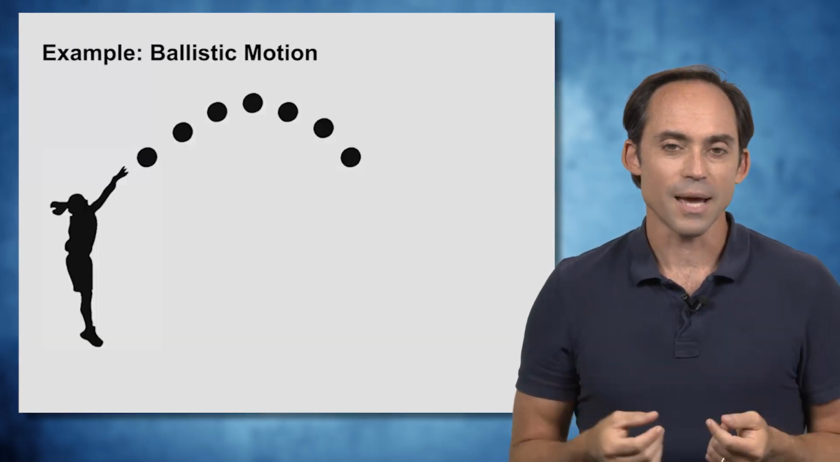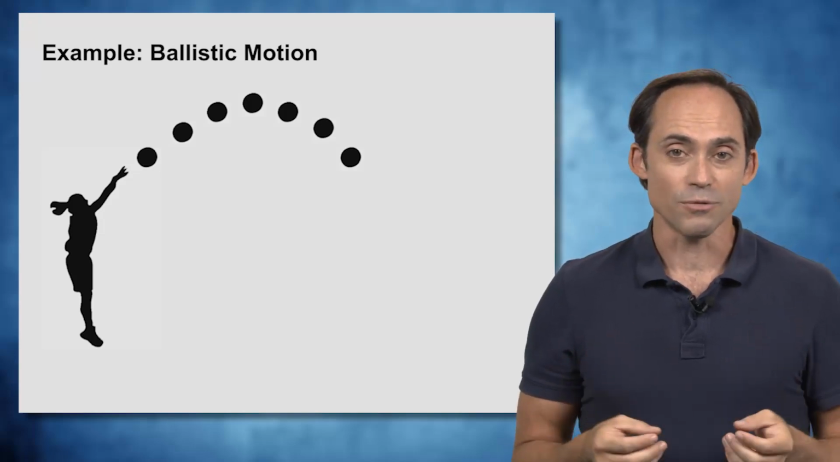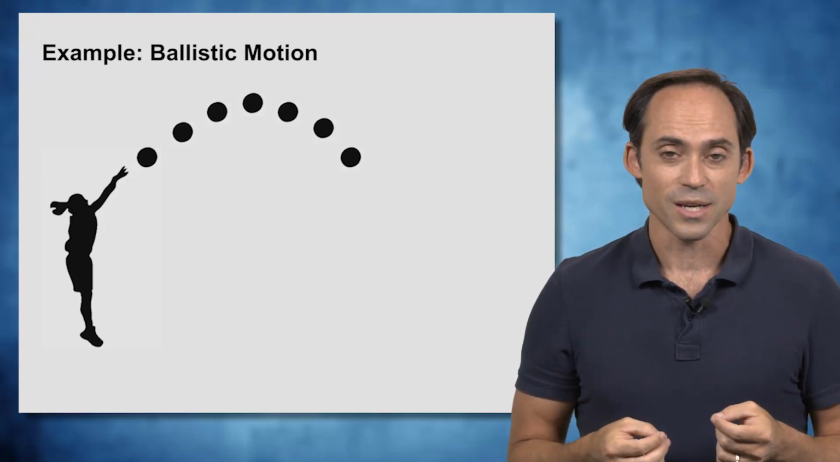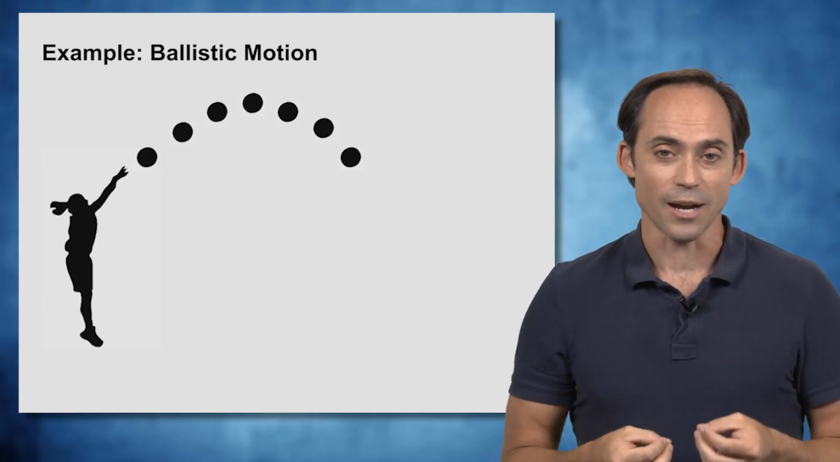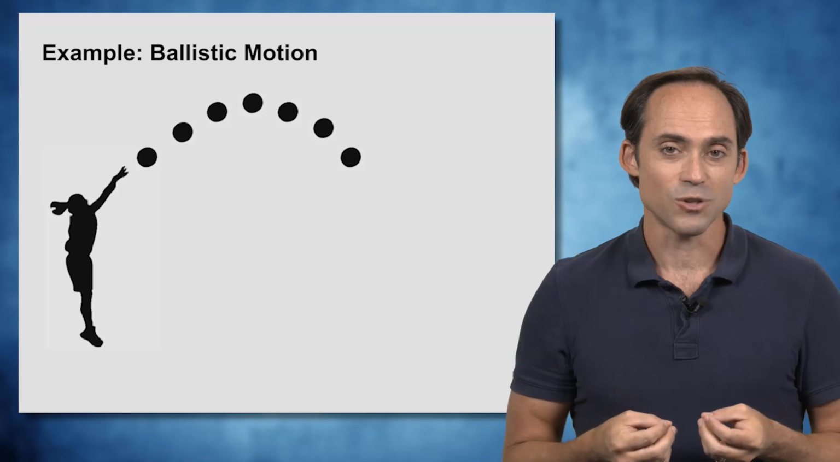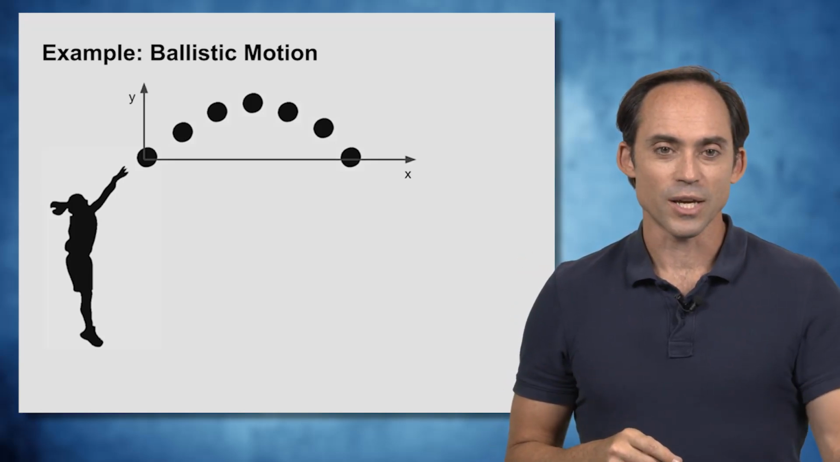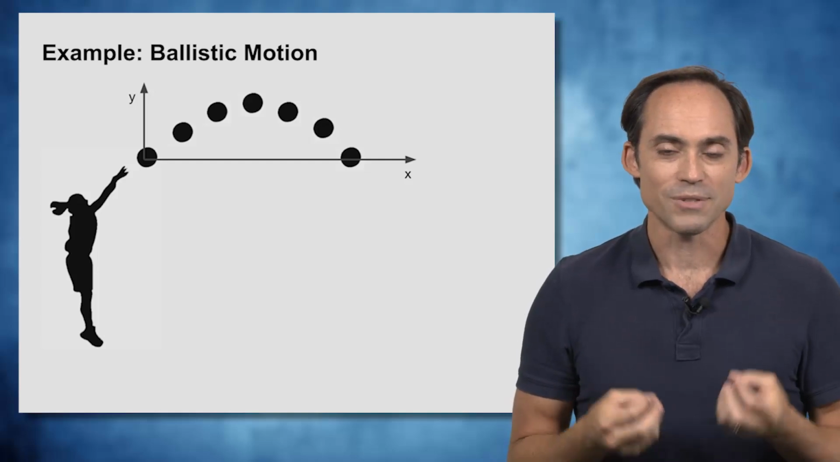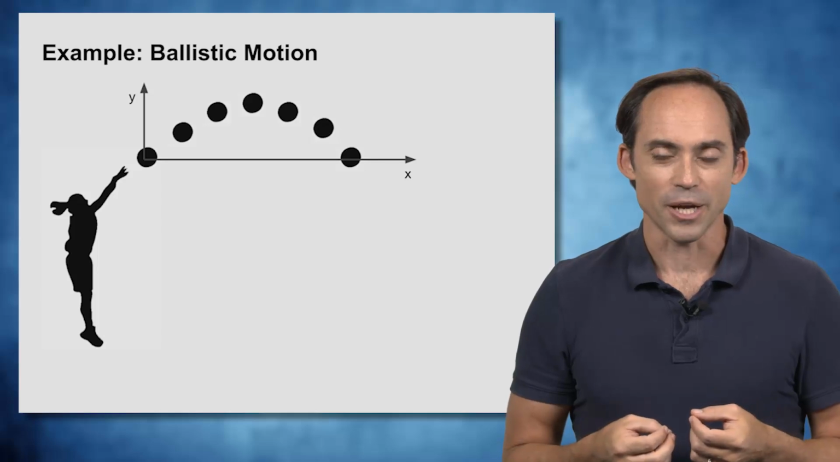So let's look at an example of this for the case of ballistic motion, motion that we've already solved for in our kinematic quantities. But let's see how we can solve this from the perspective of conservation of total mechanical energy. So let's take the case of just a basketball being shot by a basketball player. I can choose a coordinate system here where I've centered my coordinate system just on the point where the ball is leaving the basketball player's hands.